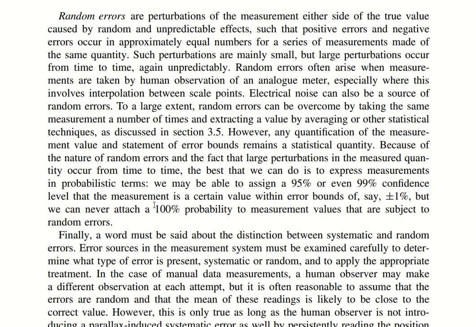So we may be able to assign a 95% or even 99% confidence level that the measurement is a certain value within an error bound of, let's say, plus or minus 1% or plus or minus 4% or plus or minus 5%. But the fact is that we can never attach 100% probability to measurement values that are subjected to random errors.